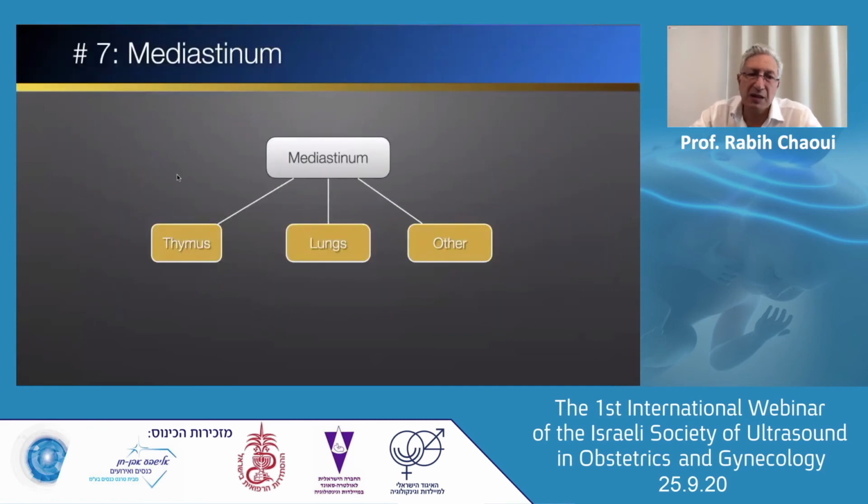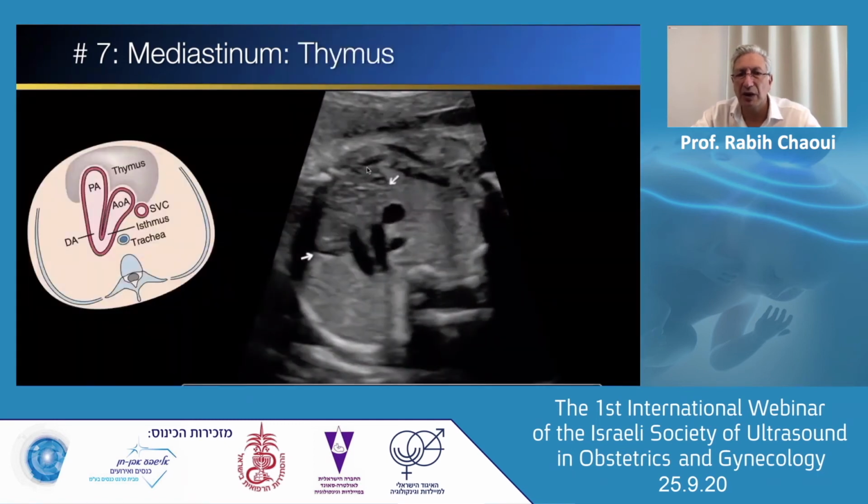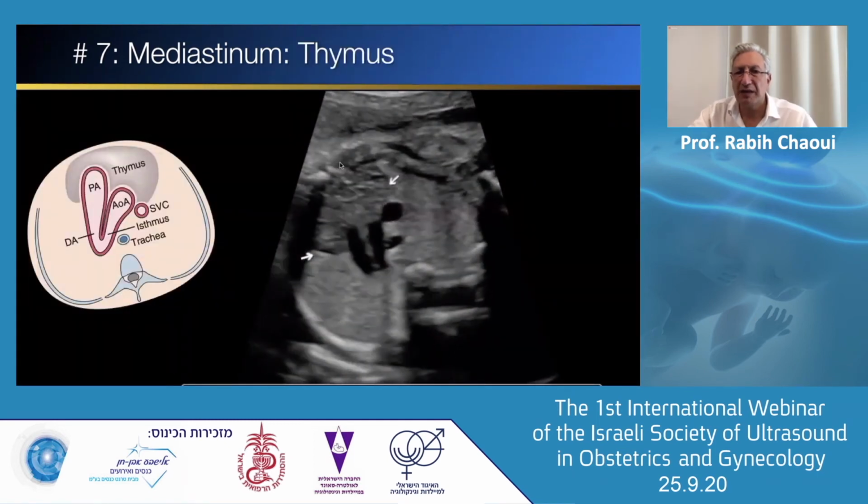I will discuss only the thymus because the other one, due to time reasons, I cannot cover: lung and other cystic malformations of the thorax. So in the mediastinum, we can see well the thymus.